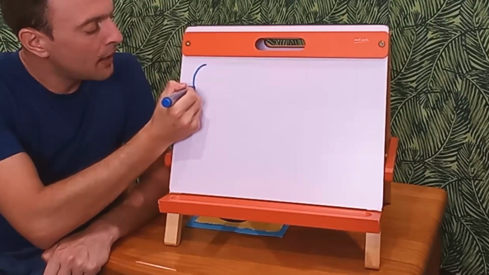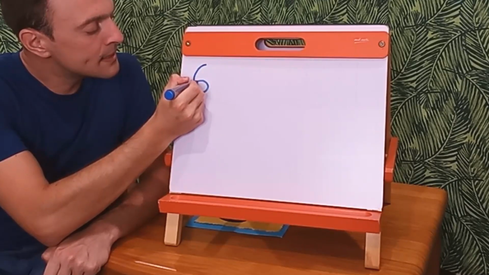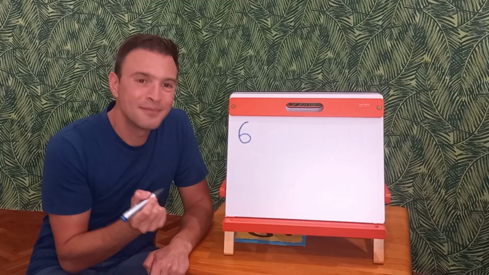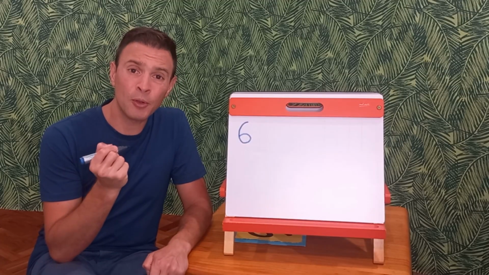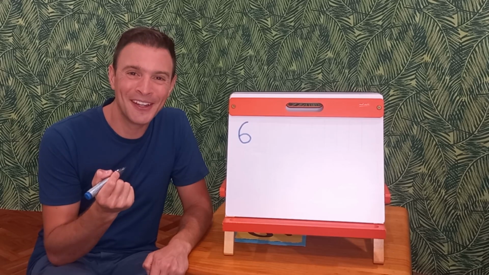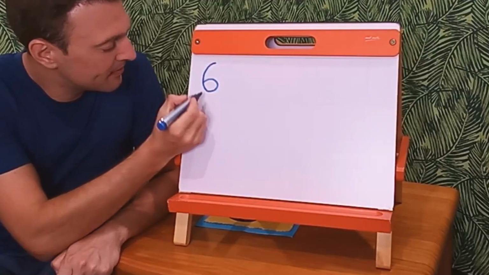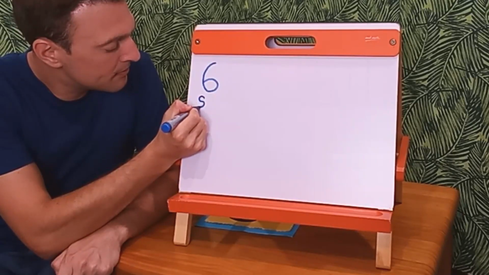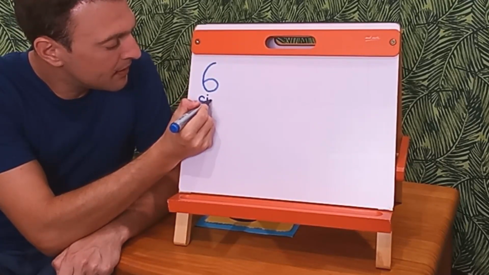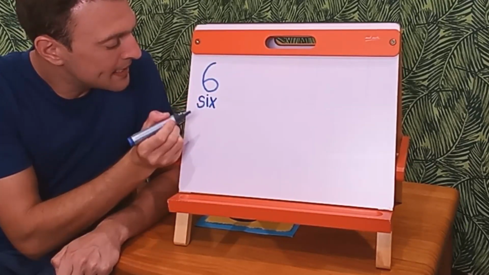Down we go and make a loop. Number 6 makes a hoop. Now we can write 6 as a numeral and we can also write 6 as a word. Watch as I write the word that says 6. S-I-X. 6.